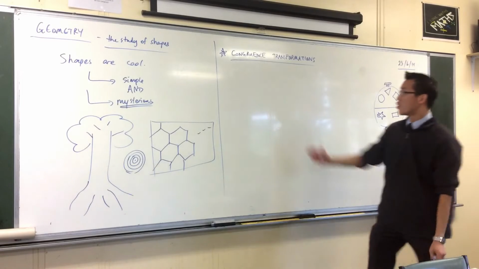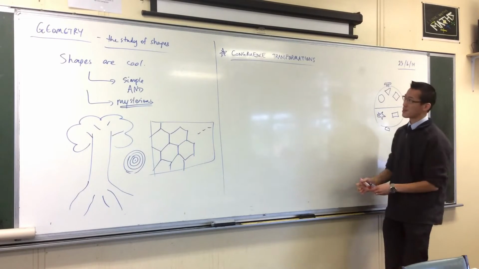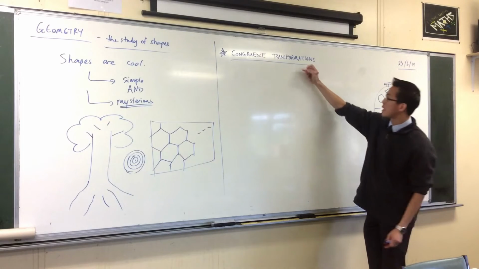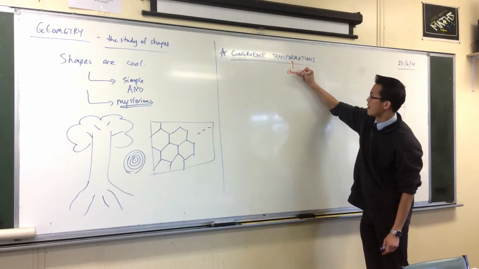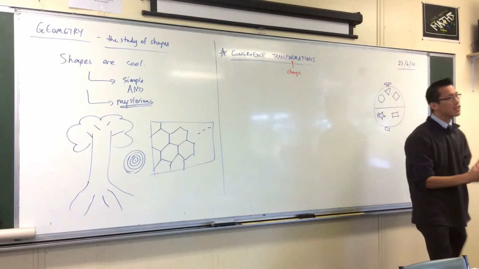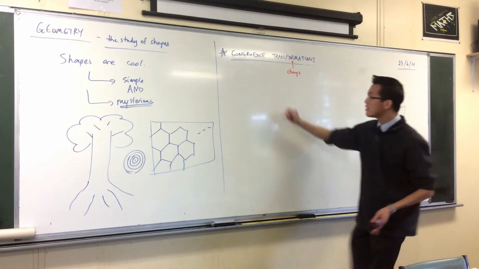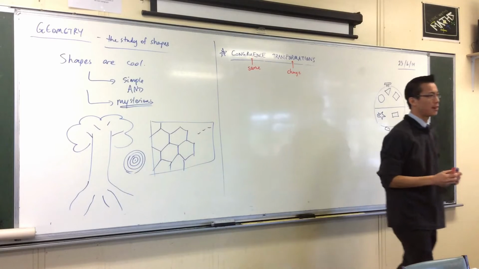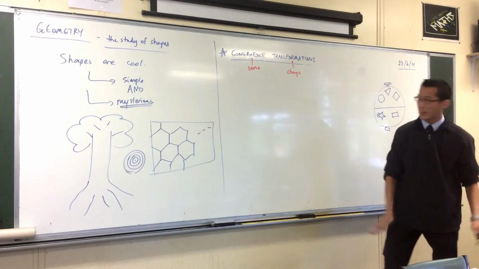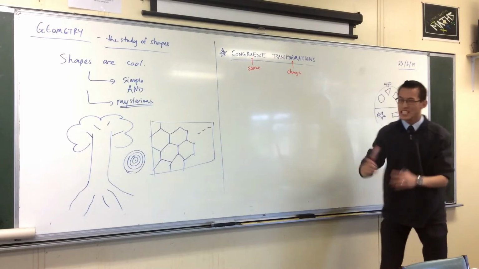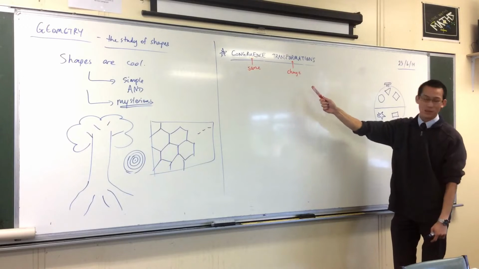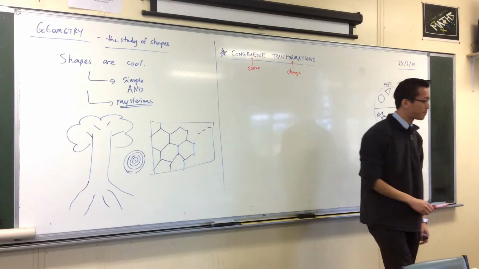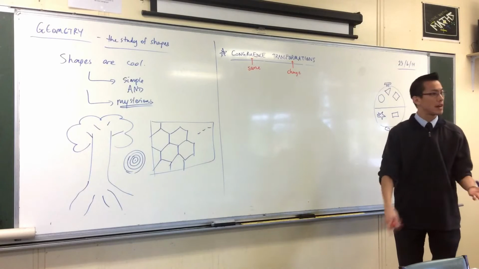All this means, congruence transformations, is what ways can you change a shape? That's a transformation, right? What ways can you change a shape so the shape actually remains the same? That's what congruence means, okay? Let me say that again. Congruence transformations are ways that you can change a shape so that after you've changed it, it's still kind of the same shape, okay? I'll show you what I mean.